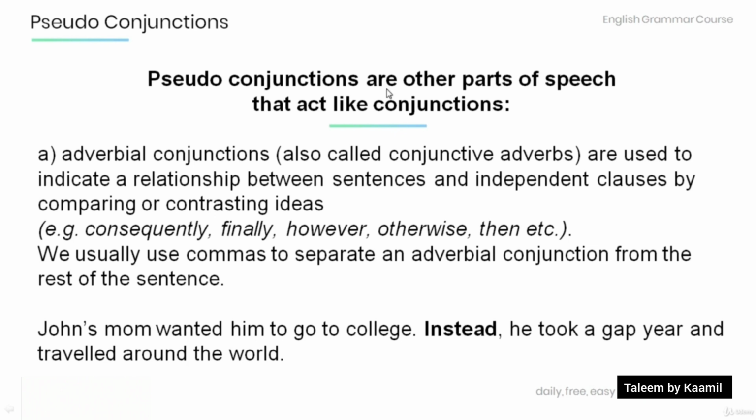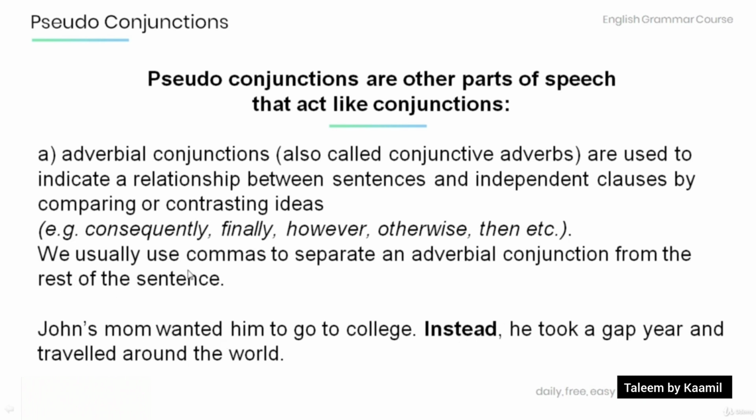Now, pseudo-conjunctions are other parts of speech that act like conjunctions. Let's have a look at those pseudo-conjunctions. A. Adverbial conjunctions, which are also called conjunctive adverbs, are used to indicate a relationship between sentences and independent clauses by comparing or contrasting ideas. For example, consequently, finally, however, otherwise, then, etc.